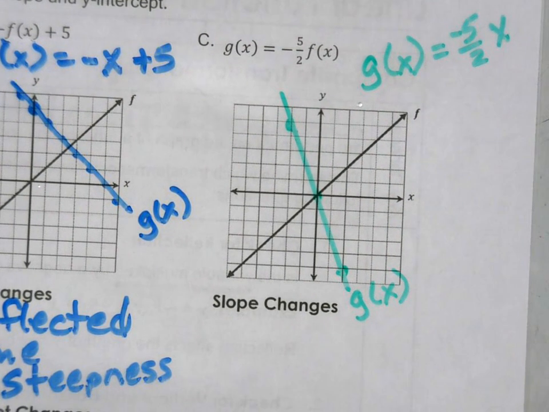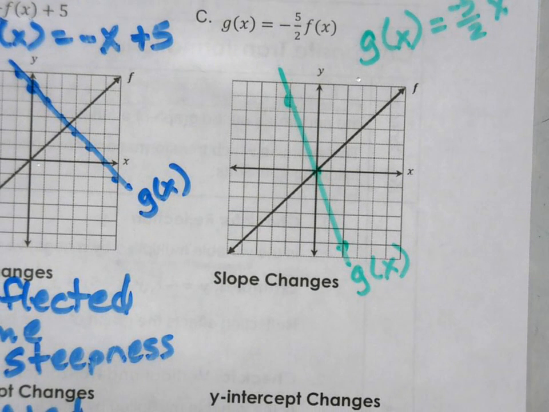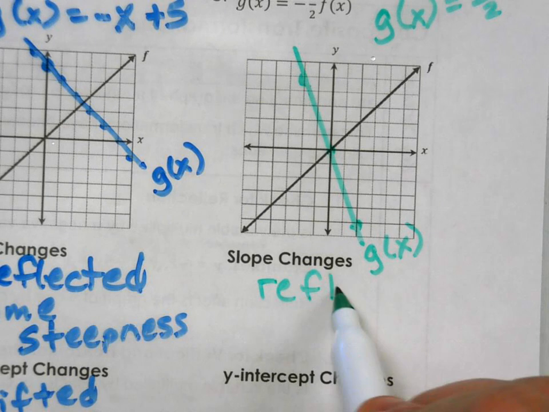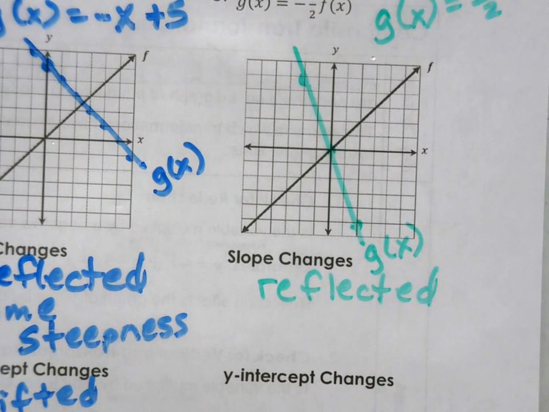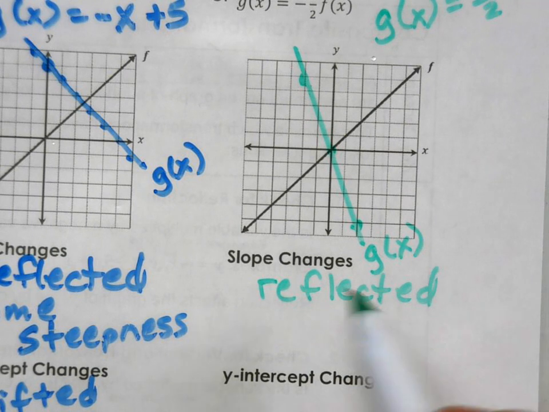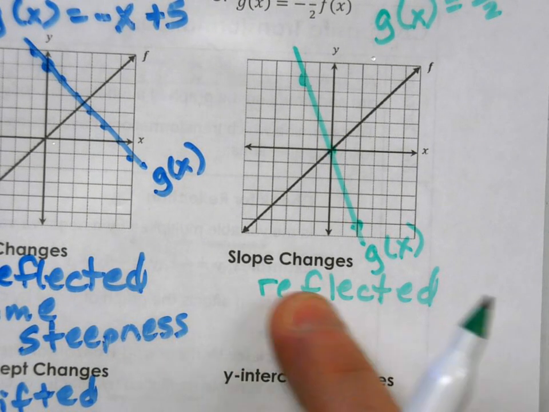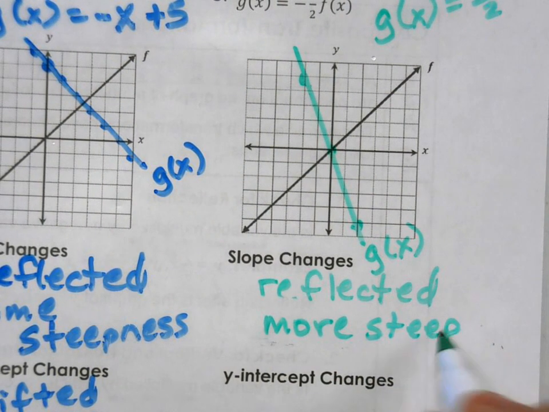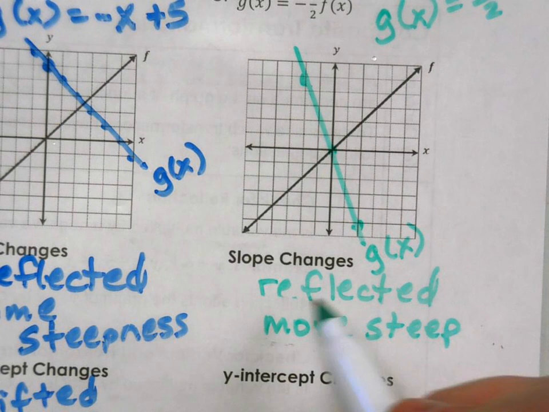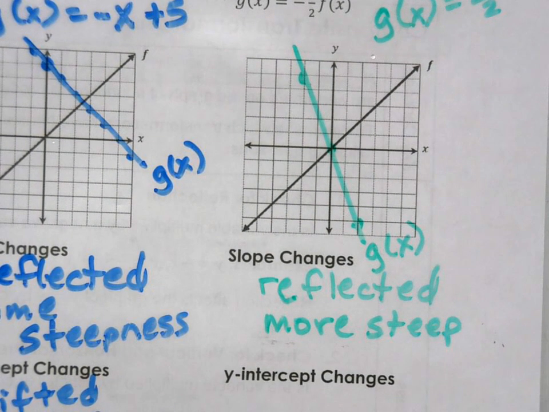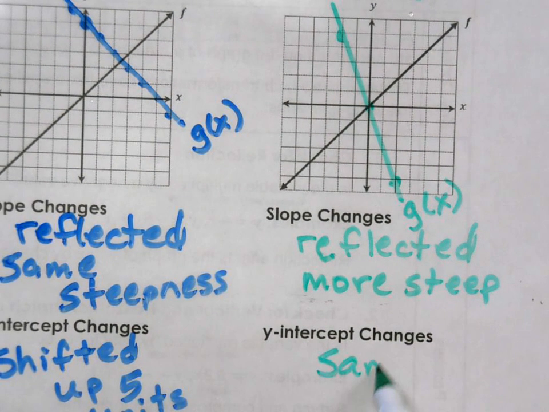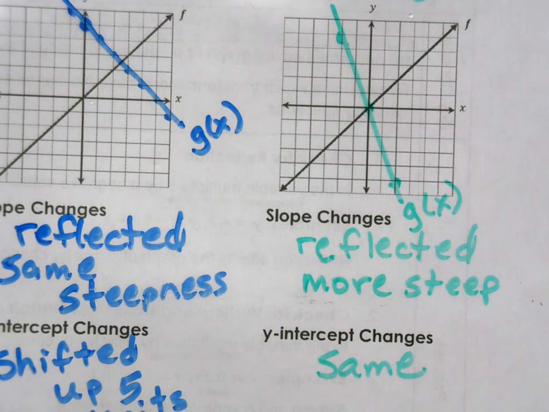So how did my slope change on this one? Okay, let's start with reflected. Did it reflect? Yes. So it reflected. Did it get steeper or less steep? Okay, so let's use the word more steep. And then did we have any changes in the y-intercept? No. So we can say that it stayed the same. So we can say same. You can say no change.